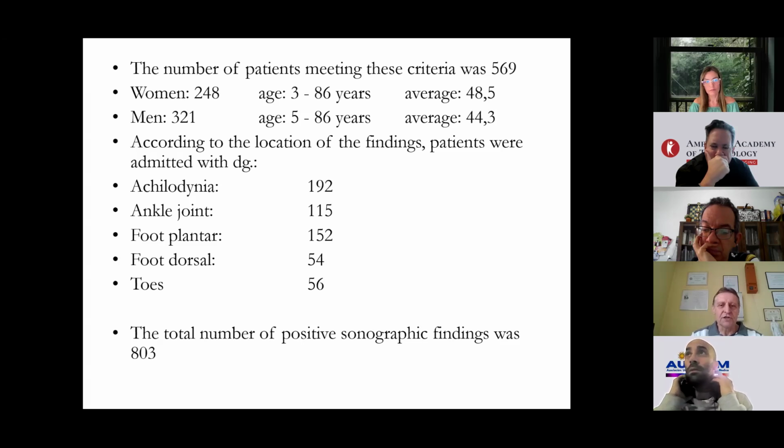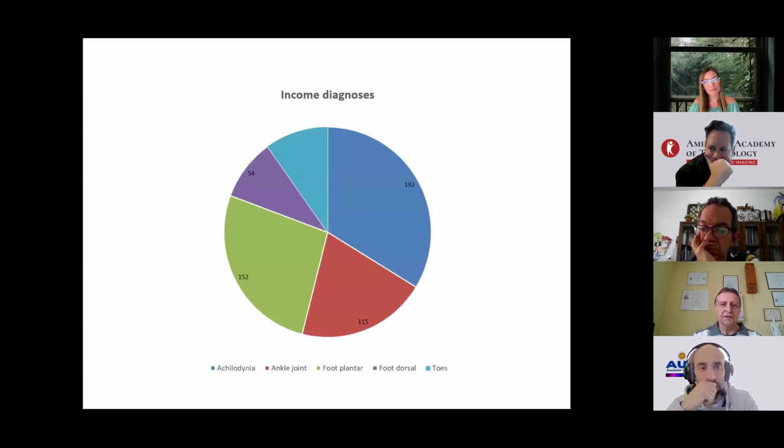According to the location of the findings, patients were admitted with these diagnoses: achillodynia 192, ankle joint 115, foot plantar 152, foot dorsal 44, toes 56. The total number of positive sonographic findings was 803. On this diagram, you can see the division of the diagnoses.